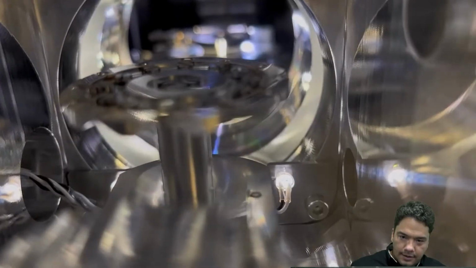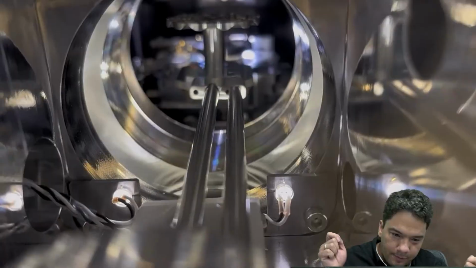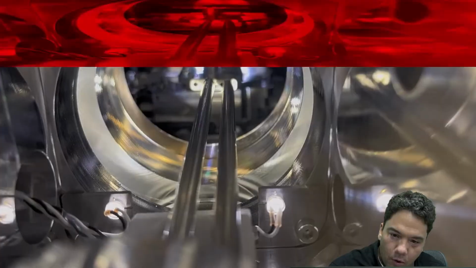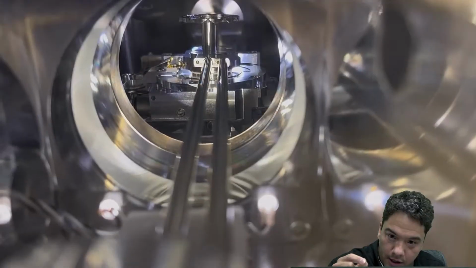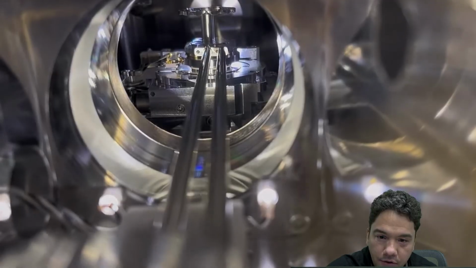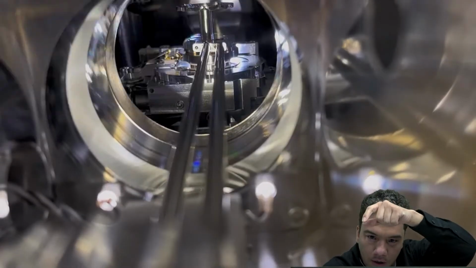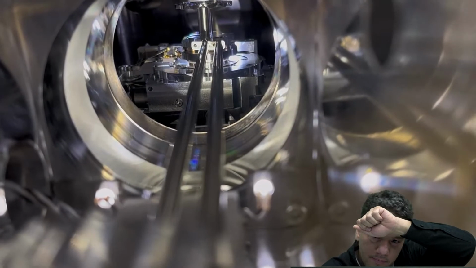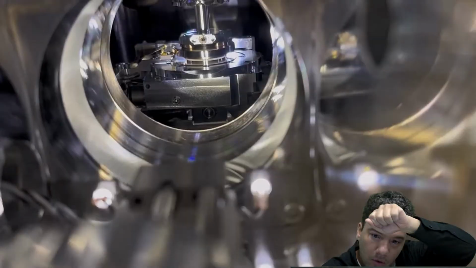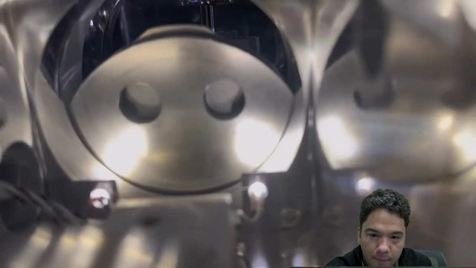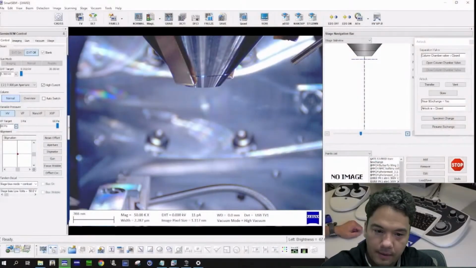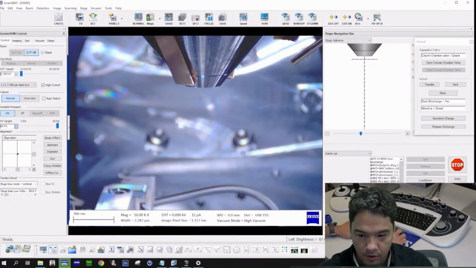Okay, this is me again. After you load this sample holder, you can now load it into the stage. At the end, you can see the stage here and the shuttle. After you fit your sample holder on the stage, you can remove your shuttle, and now you close the proper sample holder. Okay, let me move here.